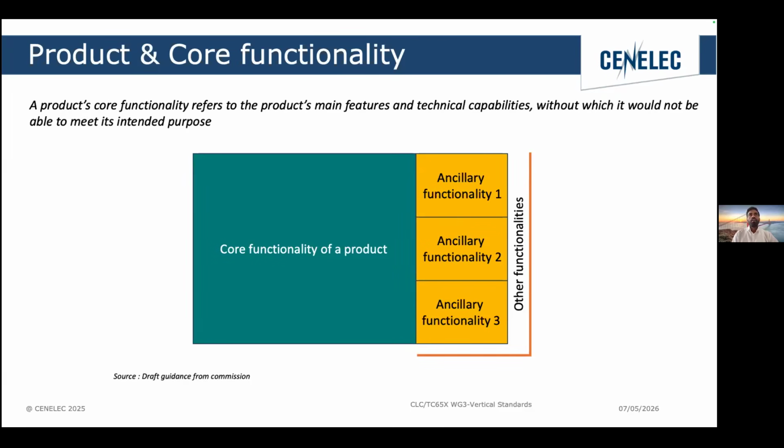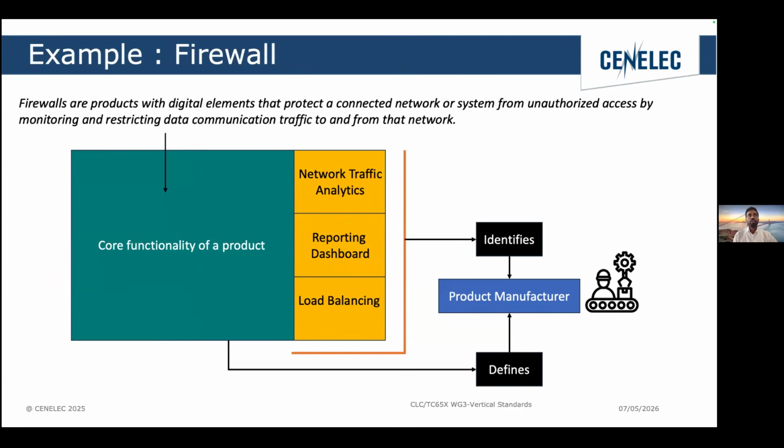Take an example of a firewall. For a firewall, we have the core functionality, and we also have additional functionality. So what is the core functionality of the firewall? Firewalls are products with digital elements that protect the connected network or system from unauthorized access by monitoring and restricting data communication traffic. So this is the primary function, the core functionality, of the firewall.